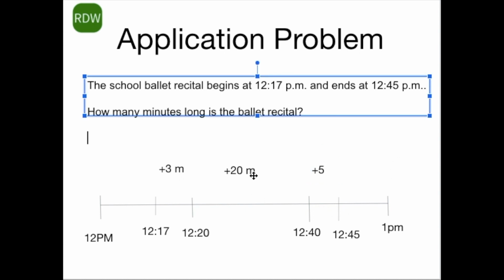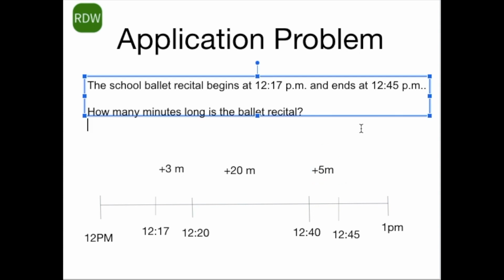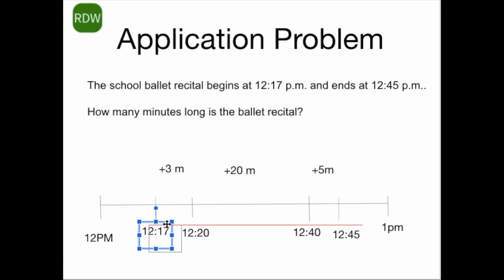Okay, so we're just about done. We have figured out that from 12:17 to 12:45, that's 3, 20, and 5 minutes altogether. So now what I'm going to do with these 3 numbers is add them up, because that is the span of time in between 12:17 and 12:45. So I can actually use mental math for this part.